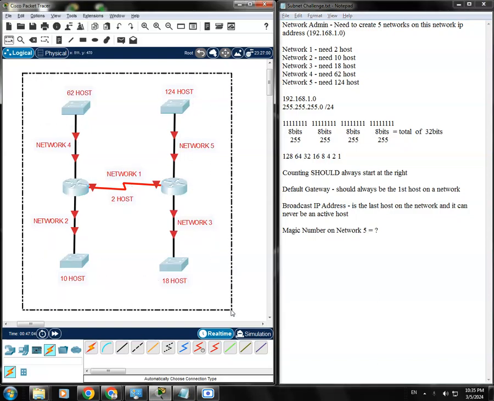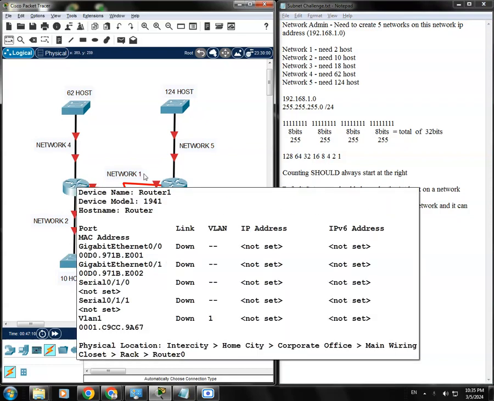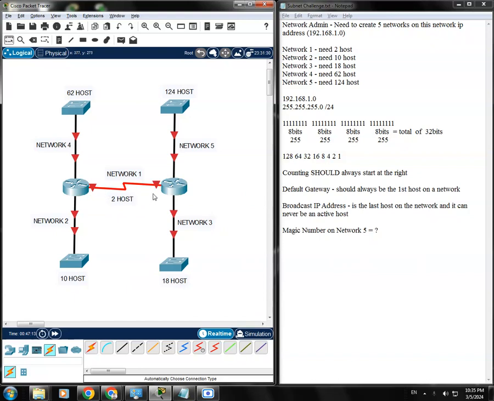You notice here on the Packet Tracer there are two routers. From this router to this router, they are connected using a serial port interface. So this is network 1, and on this network 1 it has two hosts. One port in here and another port, so that is a total of two. And then from this router you notice that there are two switches connected.